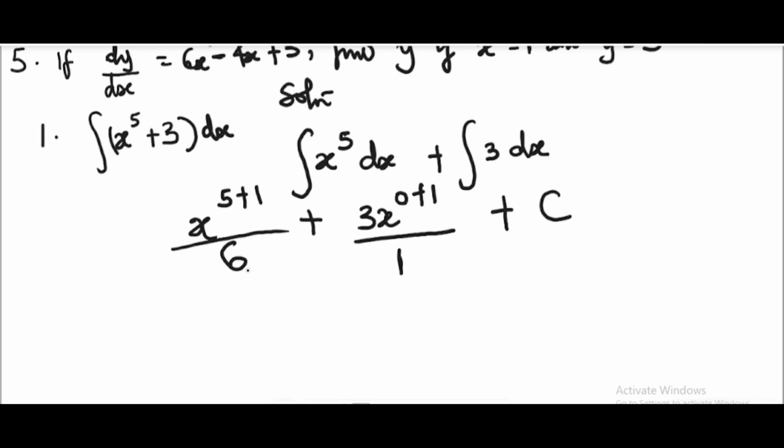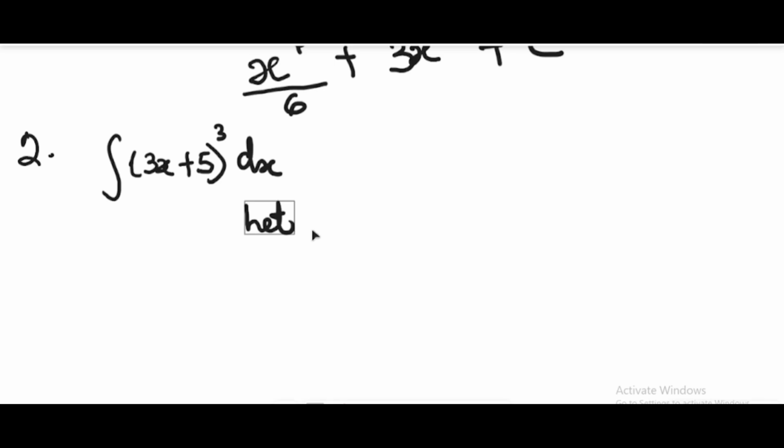So 0 plus 0, 0 plus 1 will give us 1. So we have 3x, so whether we put the 1 or not, divided by 1. For this second question, we have a power that is bigger than 2. So if, assuming the power was 2, we would have chosen expansion, that's if we wish to, right? Now, but we need to learn how to integrate by substitution.